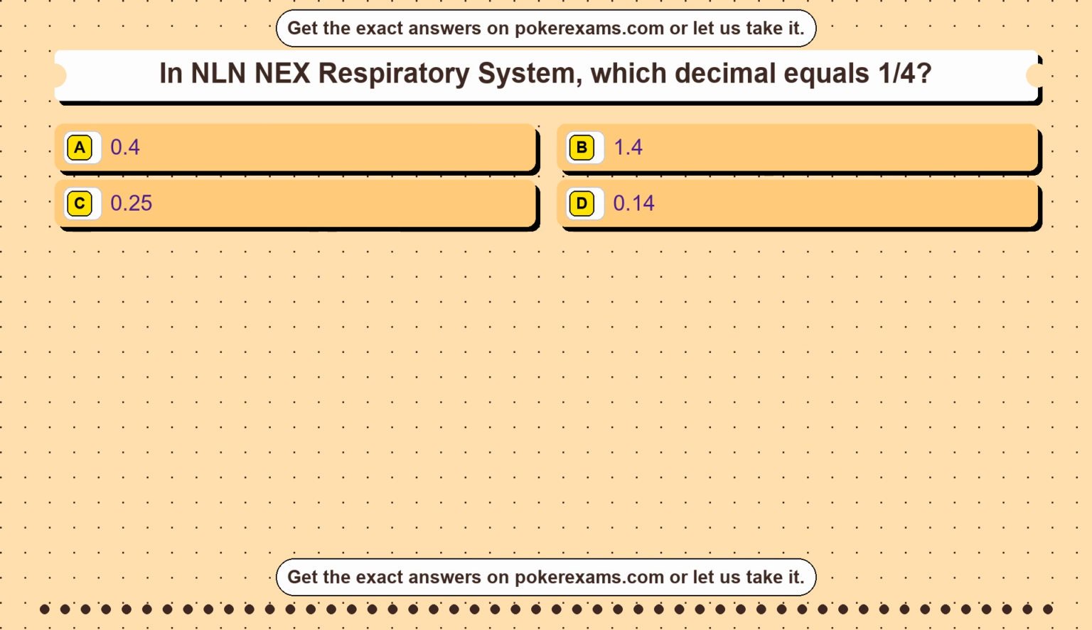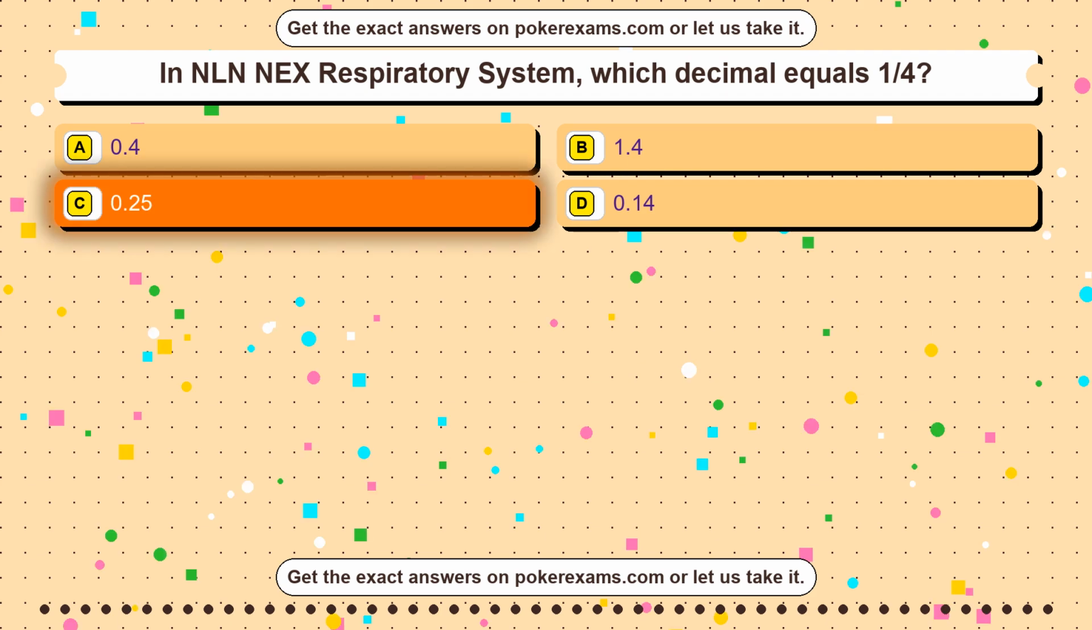Question 23. In GED reading comprehension practice, which word signals contrast? Option A. Also. Option B. First. Option C. However. Option D. Because. The correct answer is option C.